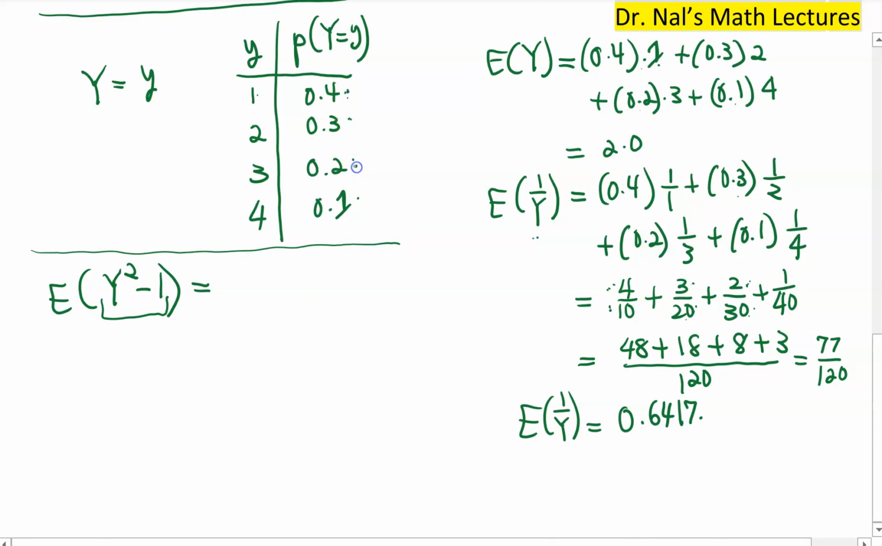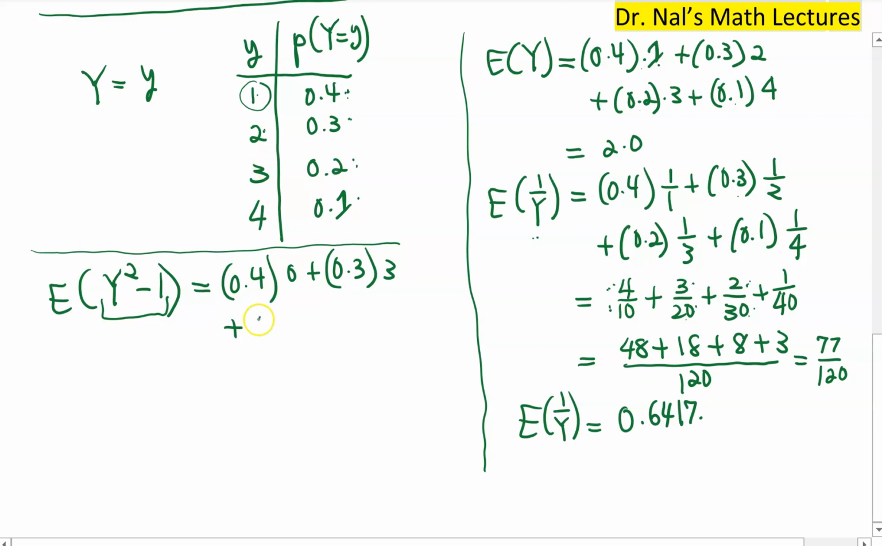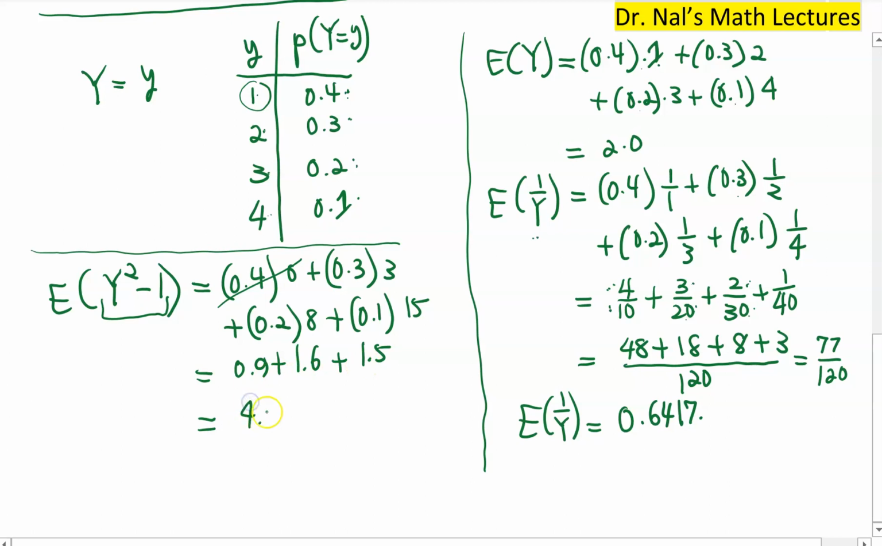Well, the probabilities are still the same. So 0.4 times, we need to square the individual y's and then subtract 1. So 1 squared minus 1, that would be a 0. Plus 0.3 times 2 squared minus 1, that's a 3. Plus, let's continue here, 0.2 times 3 squared minus 1, that's an 8. Plus, and the last one, 0.1 times 4 squared minus 1, that would be a 15. That's pretty much it. So this one is gone, 0.9 plus 1.6 plus 1.5, if I'm not mistaken, and this adds up to 2.5 plus 1.5, that's a 4, an even number.